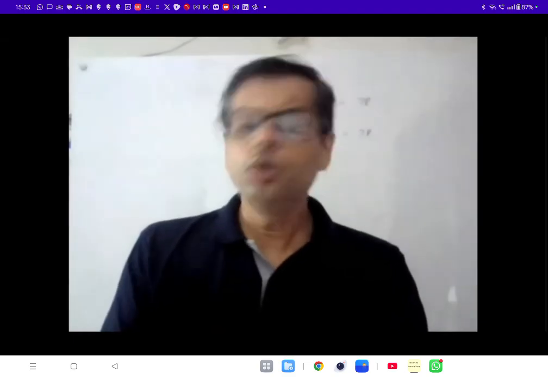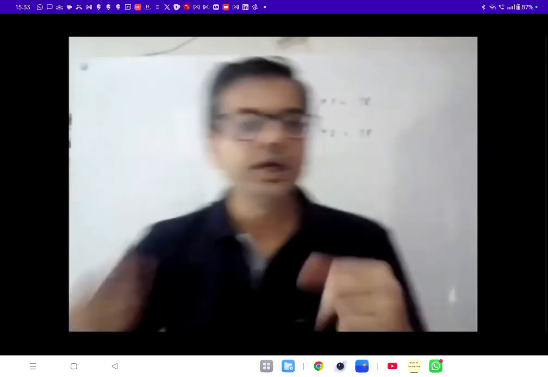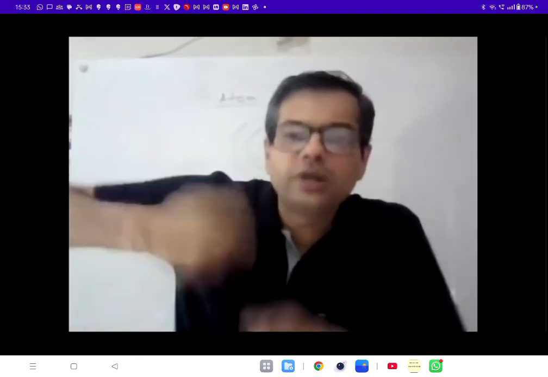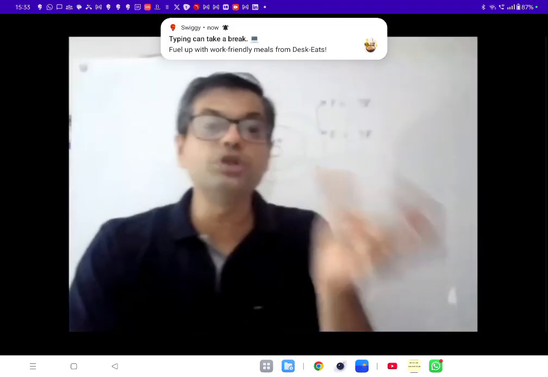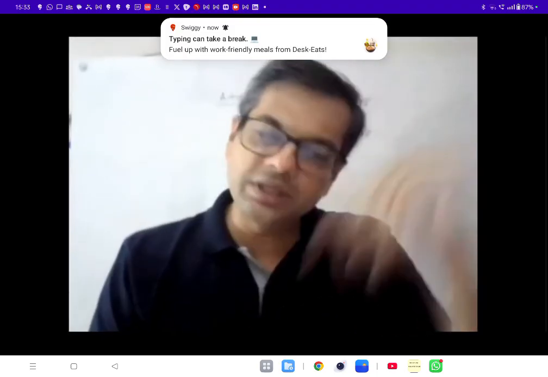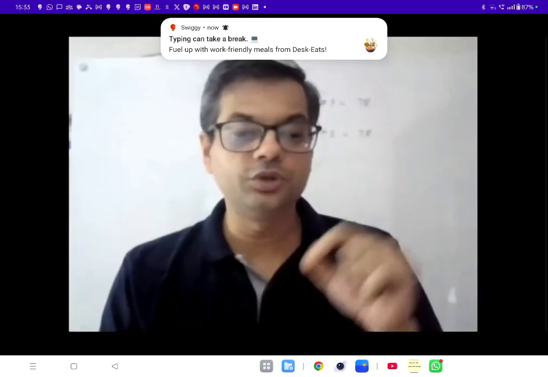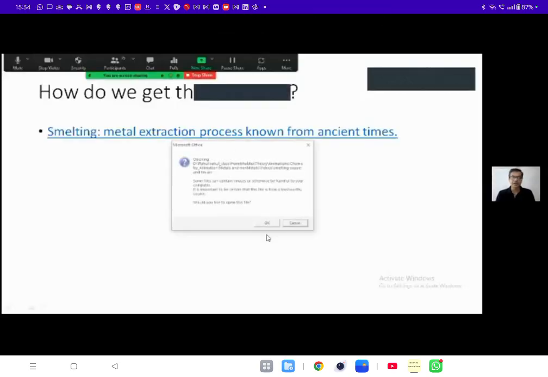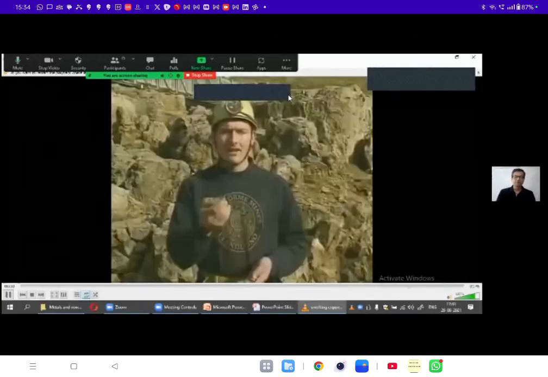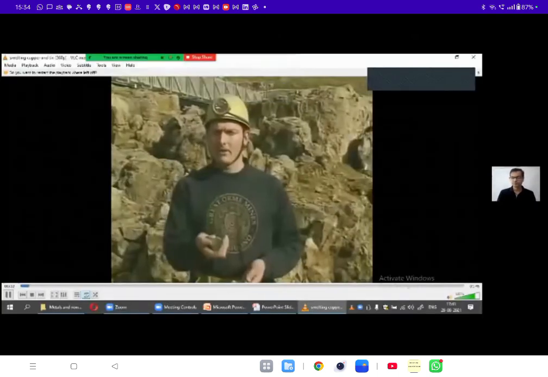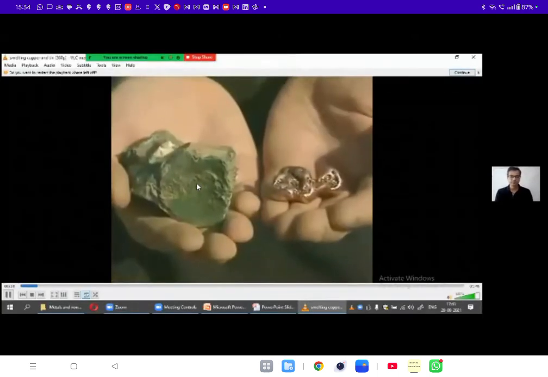Now you'll ask, how do we get these metals? Where do these metals come from? So we get them by mining. Mining means there is soil, so you have to dig. And from that you get stones or some materials which contain the compounds of this. This is an ancient process which we used to get copper. This is called mining copper. This is malachite and it contains the element copper. And this is pure copper metal.